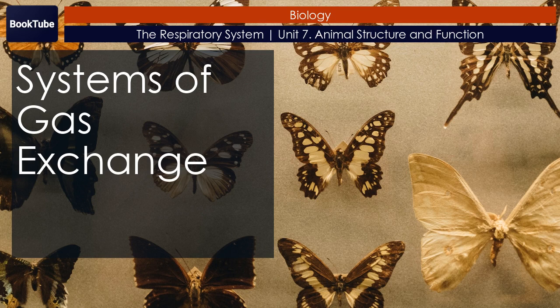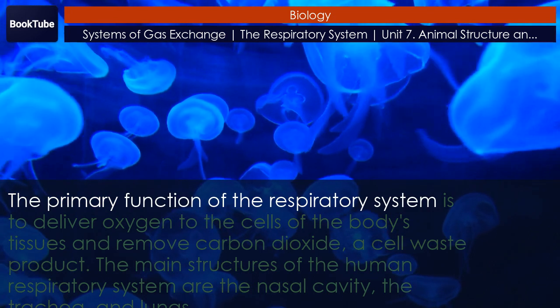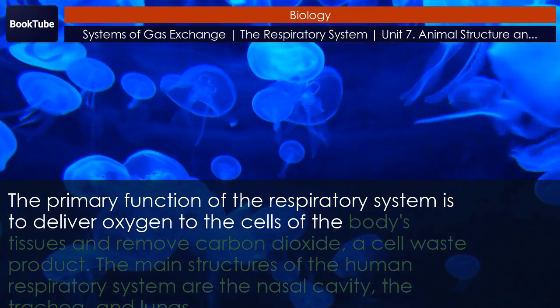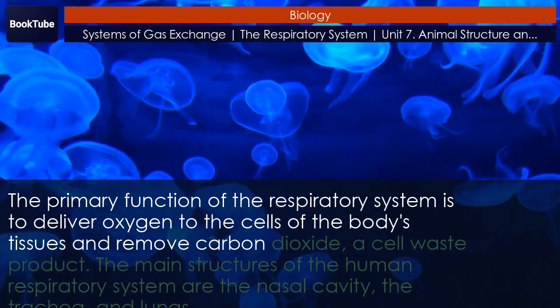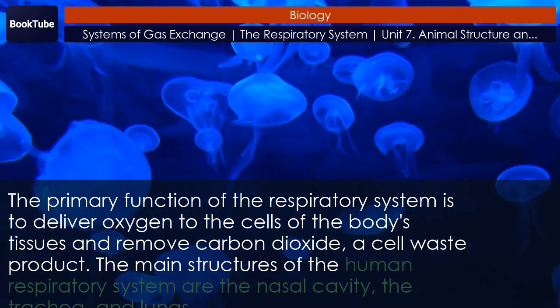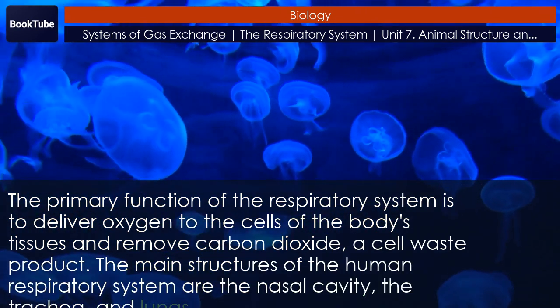Systems of gas exchange. The primary function of the respiratory system is to deliver oxygen to the cells of the body's tissues and remove carbon dioxide, a cell waste product. The main structures of the human respiratory system are the nasal cavity, the trachea, and lungs.